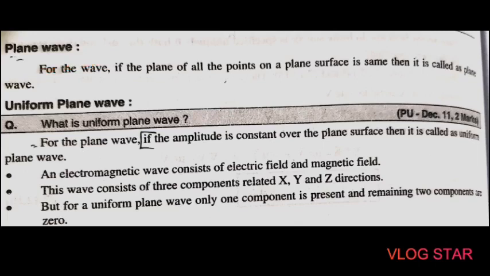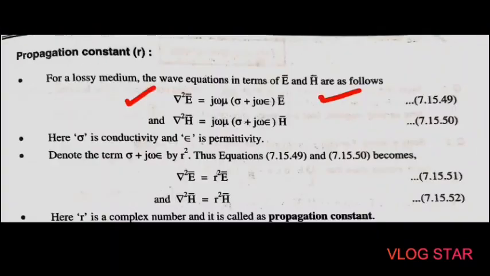So here the uniform plane wave consists of an electric field and a magnetic field, and this wave consists of three components related to the x, y and z directions. But for the uniform plane wave only one component is present and the other two components are 0. This is a very important point for the uniform plane wave. To study uniform plane waves, we must know some important parameters. The first is the propagation constant.